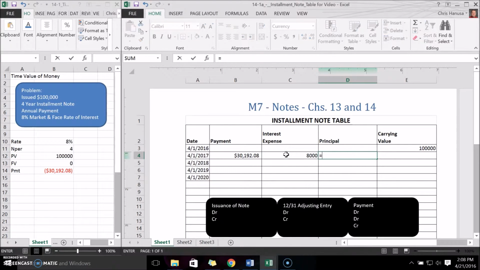That's telling me of my first payment here of $30,192, $8,000 is interest, and the remaining $22,192 is principal. At the end of the year, after that first payment, we are going to owe that $100,000 minus the change in principal. Now we're down to $77,000 in carrying value on our note. Again, next year we're making the exact same payment.